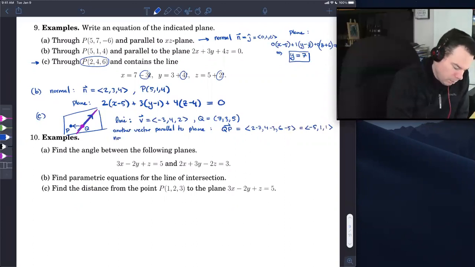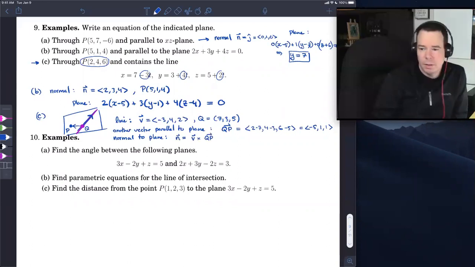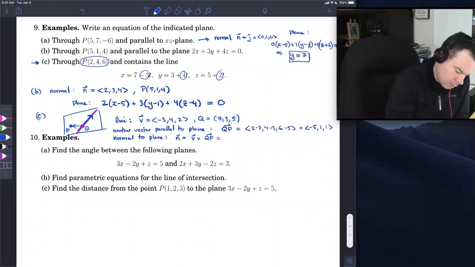And now from those 2 vectors, we can get a normal to the plane. What's our normal to the plane? It's going to be the cross product of these 2 vectors that we have parallel to the plane. So it'll be this V cross this QP. I'll just write down our memory aid for getting this cross product. So that's V, -3, 4, 2, and the other vector, -5, 1, 1.